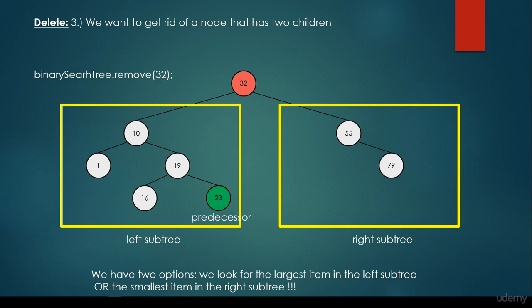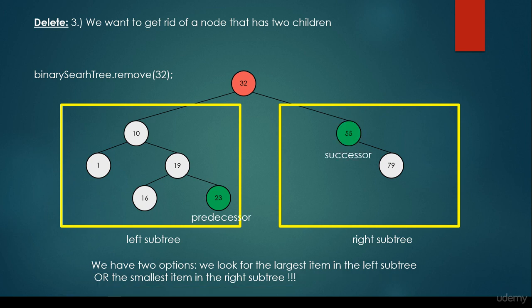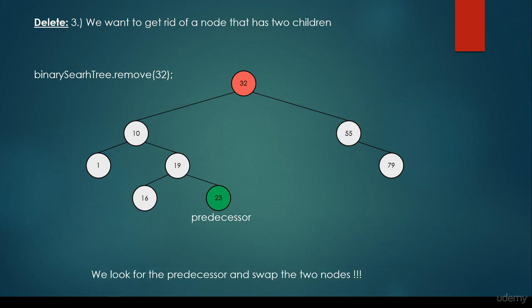This is called the predecessor. This 23 is the predecessor of 32. Or we have to find the smallest item in the right subtree. This is the 55. It is called the successor. So the 55 is the successor of the 32. Okay. And then we have to swap the root node, for example with the predecessor. We could swap it with the successor as well, but in my implementation I'm going to use the predecessor.